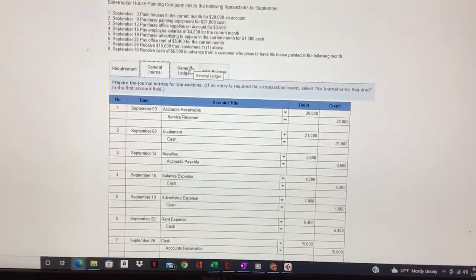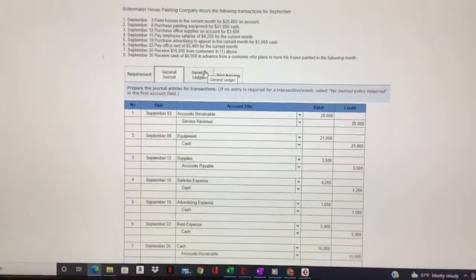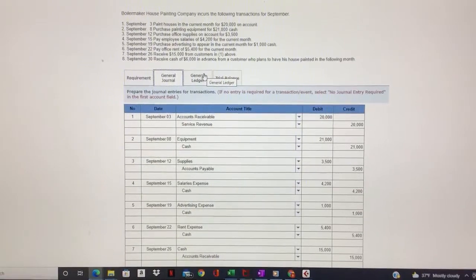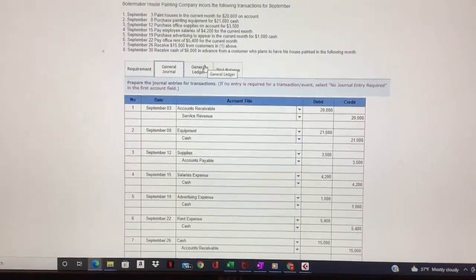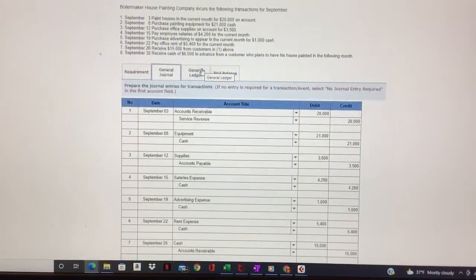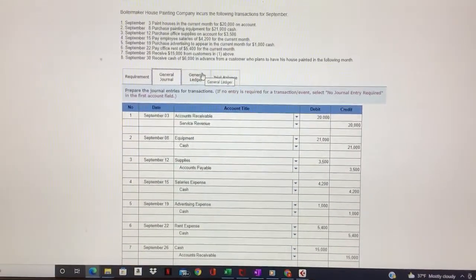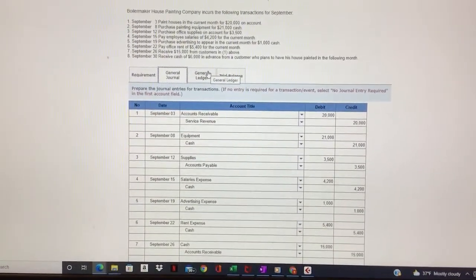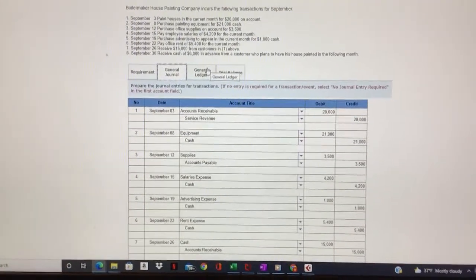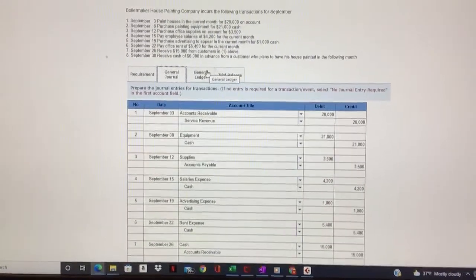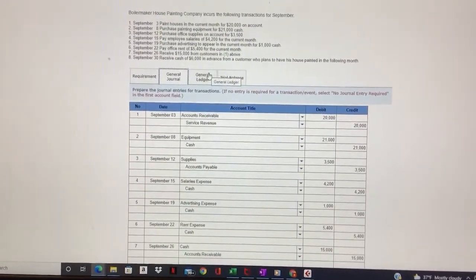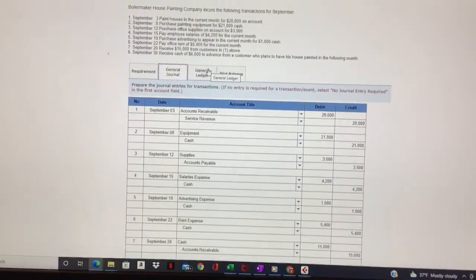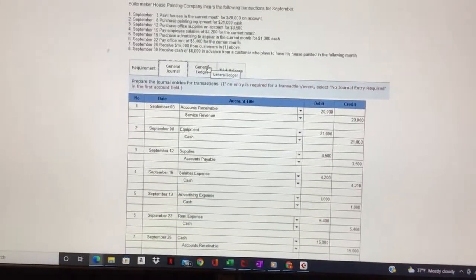On September 12th, transaction 3, we're told that office supplies were purchased on account for $3,500. So here we show supplies going up $3,500 and accounts payable going up $3,500. Notice that we didn't pay cash in this transaction. On transaction number 4, we have a salary expense. And in this case, cash was paid, so it was relatively easy. We're going to debit salaries expense $4,200 and credit cash $4,200.